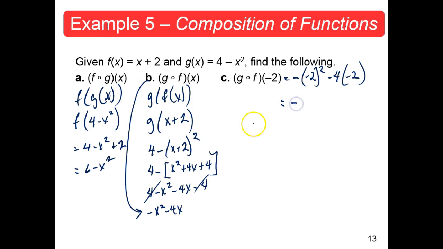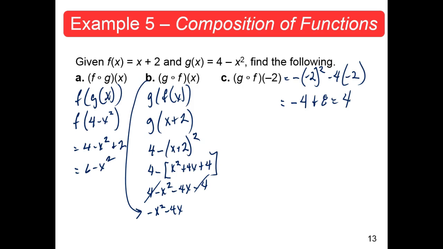Minus that negation sign, 4 plus 8, that's equal to positive 4. Very good. All right.